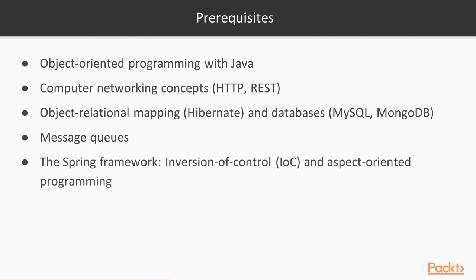There are some preliminary concepts that will be very helpful, particularly with regards to virtualization, containerization, and cloud technologies in general. It'll help to understand some Java, some object-oriented programming with Java, some computer networking concepts, object relational mapping. It'll be good to know a little bit about RabbitMQ and other event-driven architectures and message queues. You'll want to know a little bit about the Spring framework and particularly the inversion of control and aspect-oriented programming aspects of the Spring framework. However, this course is mostly self-contained.